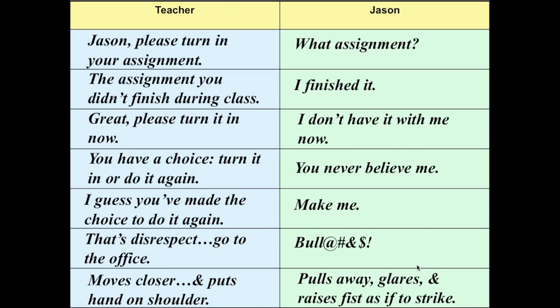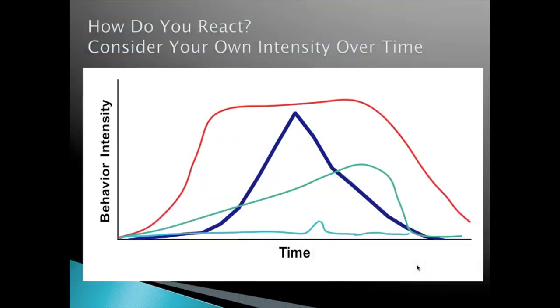What we will work through today is the research from Colvin on the 7 phases of acting out in the classroom. And in doing so, talk about each of those 7 phases, what that looks like, and what teachers or adults can do to hopefully prevent or de-escalate something like this scenario, which results in a student pulling away, glaring, and raising the fist as if to strike.